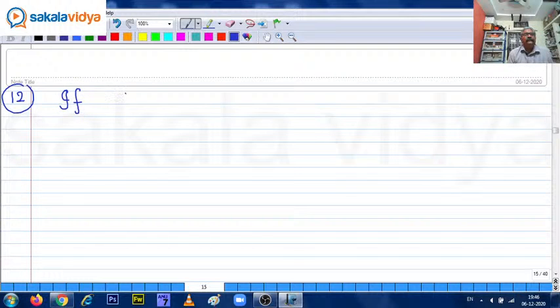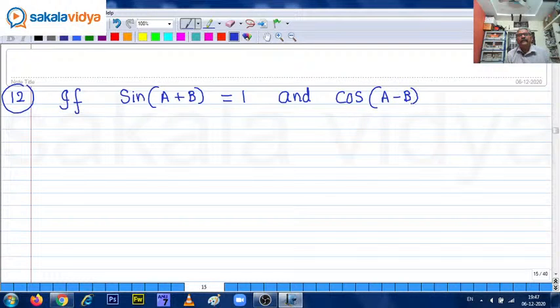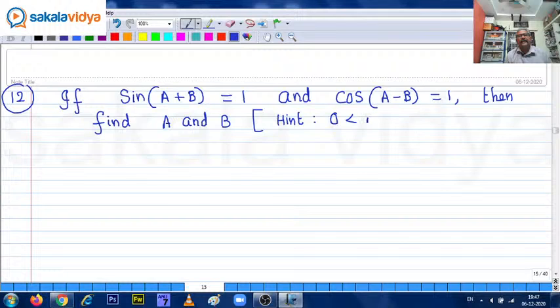If sin of a plus b equals 1 and cos of a minus b equals 1, then find a and b. But a condition must be given. So I will give the condition also, just as a hint: 0 less than a plus b less than or equal to 90. This is the condition. That means a and b are both acute angles.